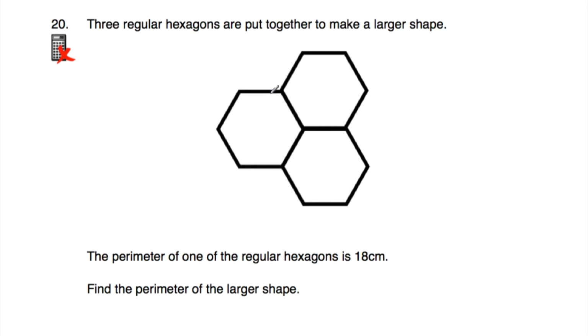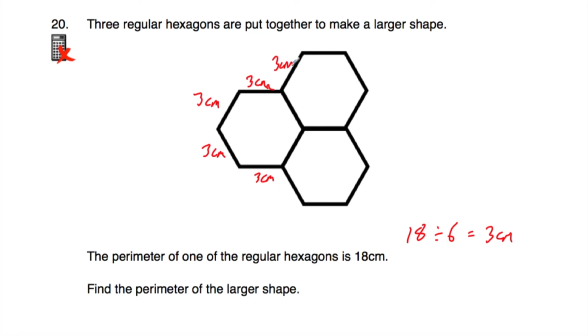So we've got these regular hexagons, and the perimeter of one of the regular hexagons is 18 centimeters. So remember, the hexagon has got 1, 2, 3, 4, 5, 6 sides. So if we take our 18 centimeters and divide that by 6, that's equal to 3 centimeters. So that means that the length of each side is 3 centimeters, and so on. And we've been asked to find the perimeter of the larger shape, so I'm just going to write down the 3 centimeters going around the outside of the shape. I'm not going to write down the lengths here because they're inside of the larger shape.